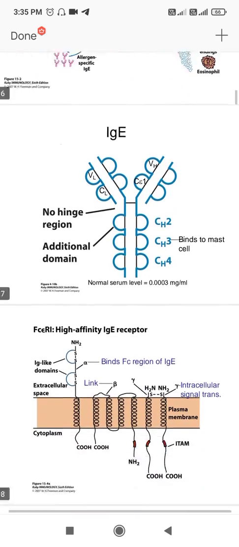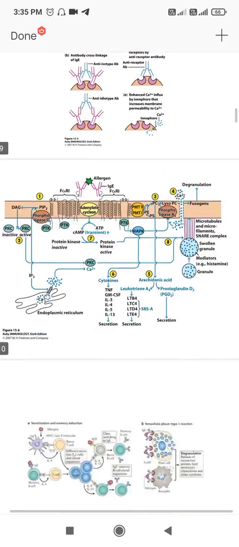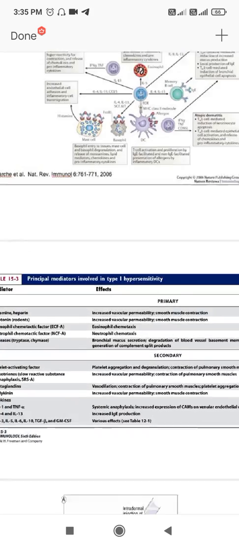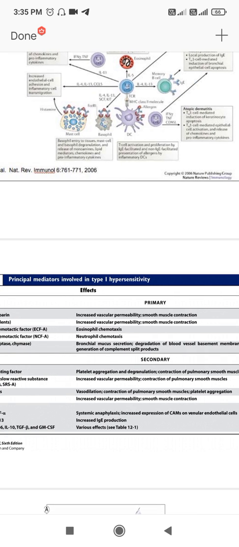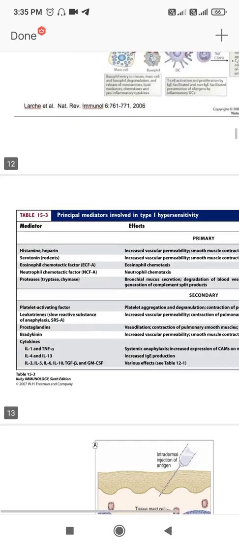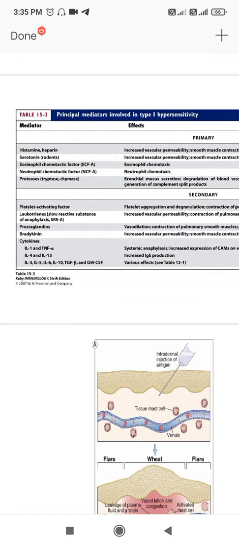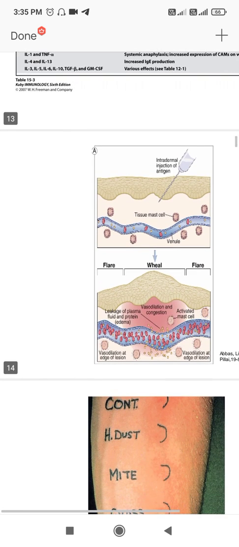This is the typical structure of the IgE antibody. Whatever vasoactive amines are released, they are responsible for showing their effect as increased vascular permeability, smooth muscle contraction, eosinophil chemotaxis, neutrophil chemotaxis, etc. Histamine is synthesized from the amino acid histidine via decarboxylation, and serotonin, 5-hydroxytryptophan, is synthesized from tryptophan. Such substances are the mediators of anaphylaxis or vasoactive amines.